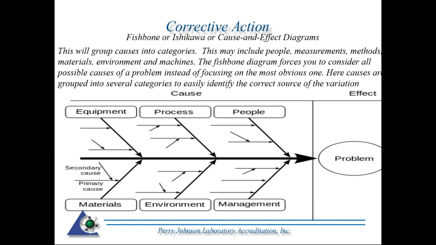The fishbone diagram forces you to consider all possible causes of a problem instead of focusing on the most obvious one. Here, causes are grouped into several categories to easily identify the correct sources of the variation. Here we've got the onset of a fishbone diagram.